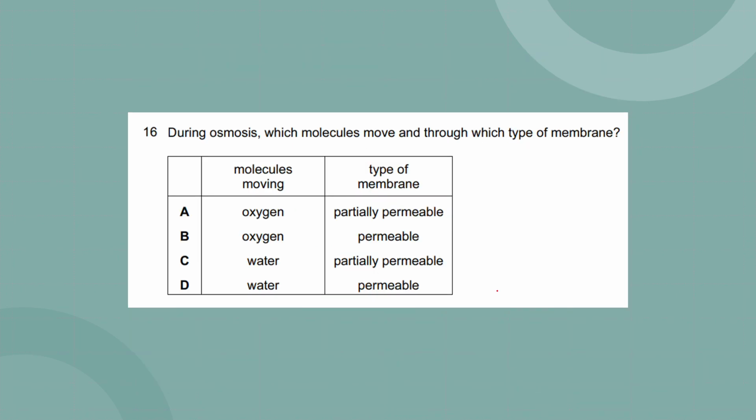During osmosis, which molecules move and through which type of membrane? Osmosis mainly refers to water, so it cannot be oxygen. Oxygen would be diffusion. Let me know in the comments if you want me to make a video on diffusion. And water would let us down to C and D. And which type of membrane? The correct option would be partially permeable membrane, and your correct option will be C.